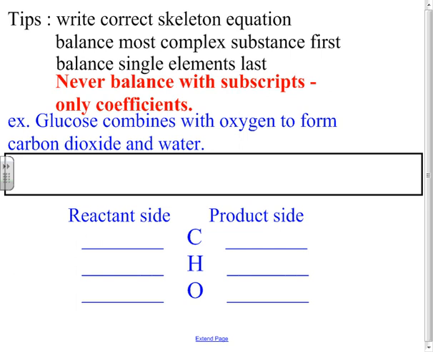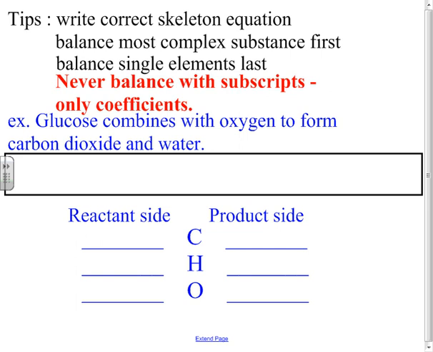So to balance chemical reactions, make sure you write the correct skeleton equation first. And then it's always a good idea to balance the most complex substance first, the one that has the most atoms and most types of elements in it. Balance the single elements last because you can change those without changing anything else. And you never balance with subscripts, only coefficients, the numbers that you put in front of the compounds.